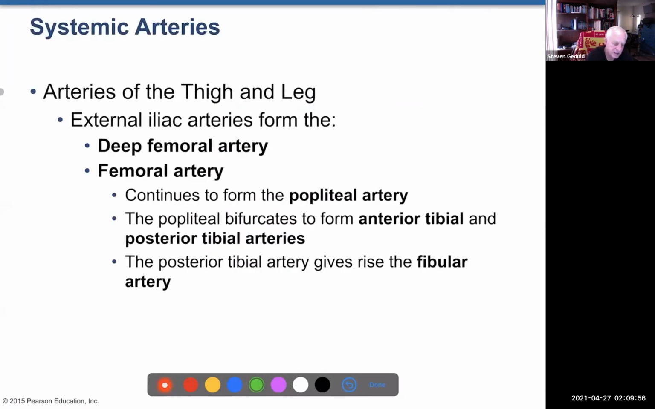Okay, areas of your thighs and legs. This was the external iliac, forms your deep femoral artery and your femoral artery. The femoral artery continues as the popliteal artery around your kneecap. The popliteal artery bifurcates, forms 2, the anterior tibial and the posterior tibial arteries. The posterior tibial then branches and gives rise to the fibular artery.